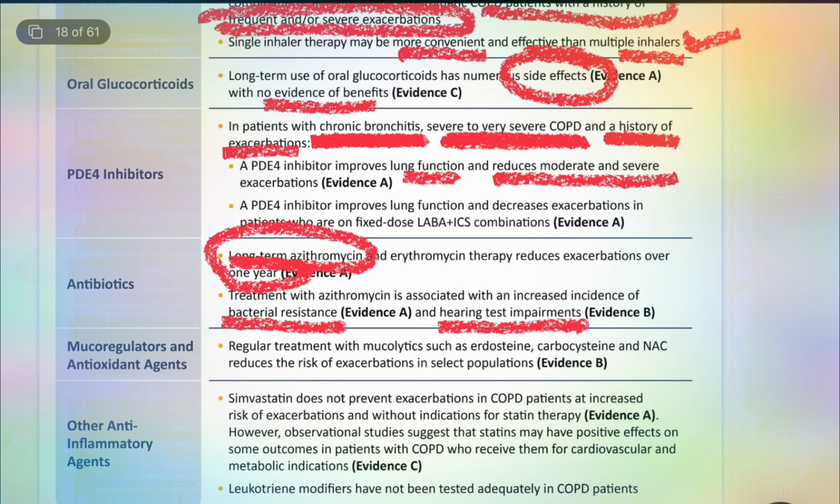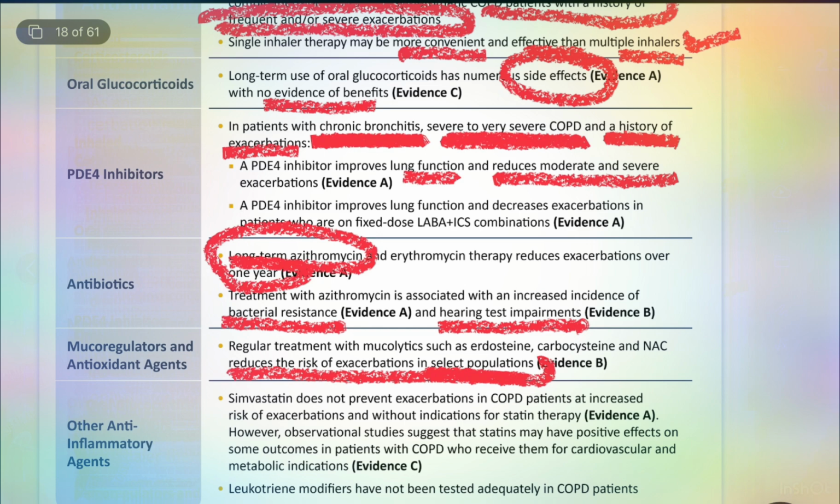What about the mucoregulators and antioxidants? They are telling regular treatment with mucolytics such as erdosteine, carbocysteine, and N-acetylcysteine reduces the risk of exacerbation in a selected population. So they reduce exacerbation in a selected population only. What about the other anti-inflammatory agents? They are telling simvastatin does not prevent exacerbation in COPD patients at increased risk of exacerbation and without indication for statin therapy.